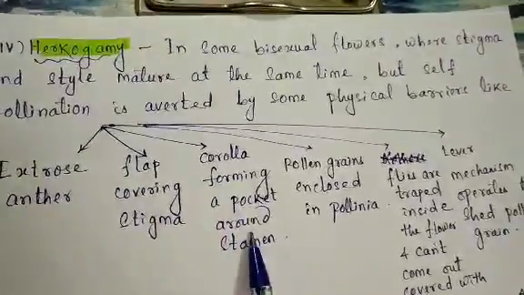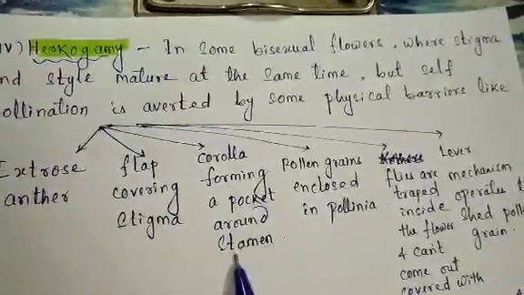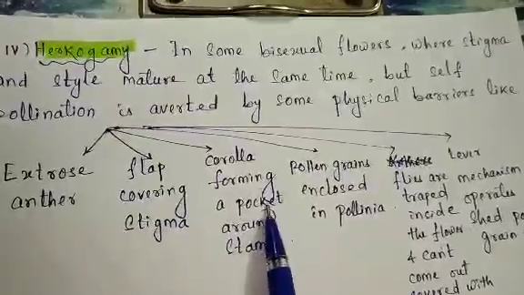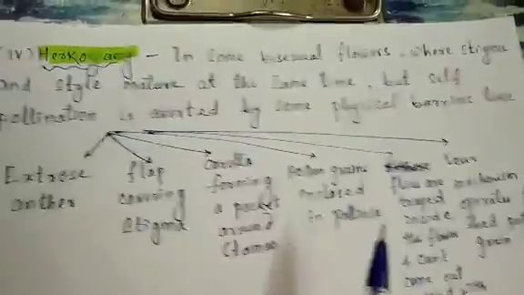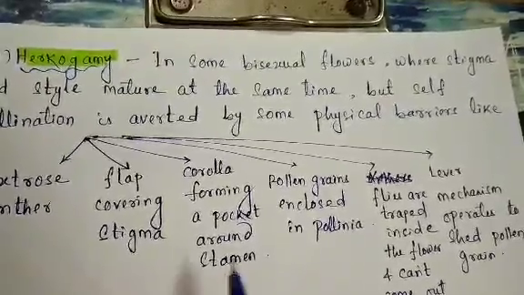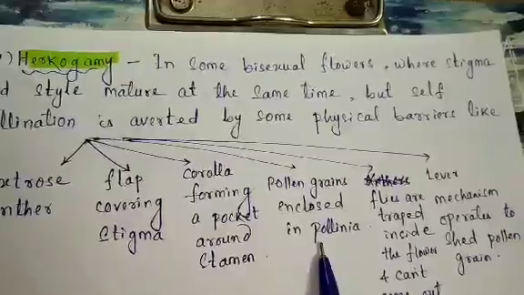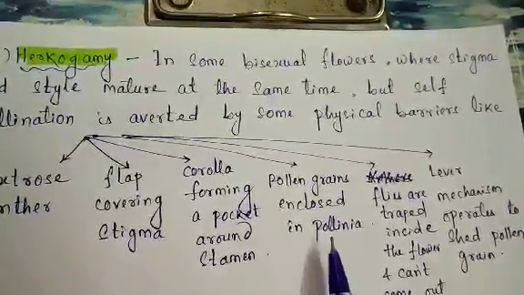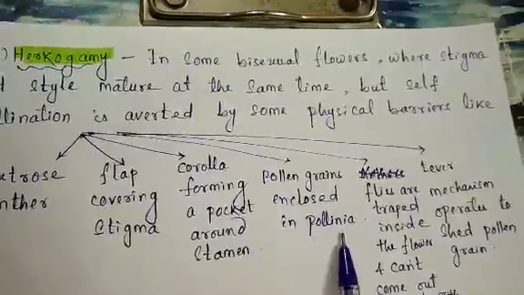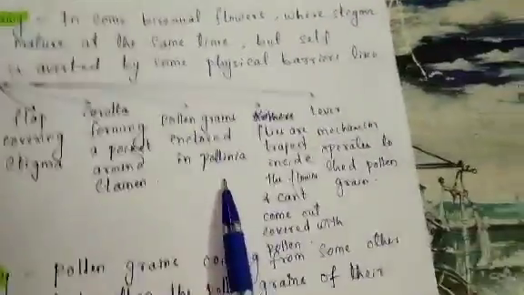Next is the corolla forming a pocket around the stamen. The stamen, the male part, is covered by the corolla, which makes a pocket so that the stamens do not fertilize the female part of the flower. Then the pollen grains combine with each other and form a larger mass called your pollinium, and the whole pollinium can be taken only by insects, so they cannot get separated to fertilize the flowers.